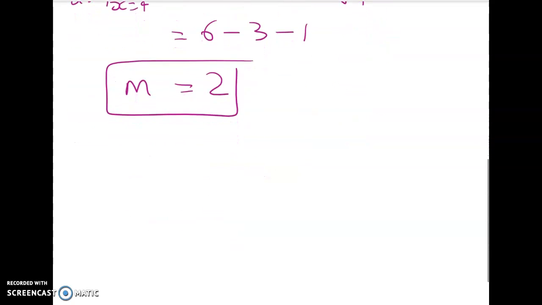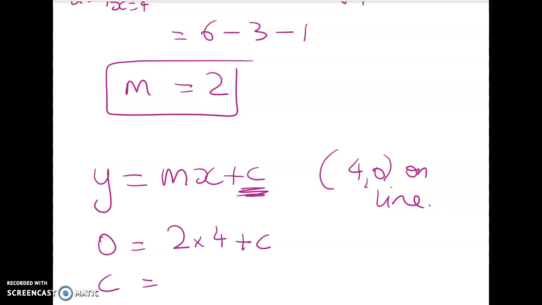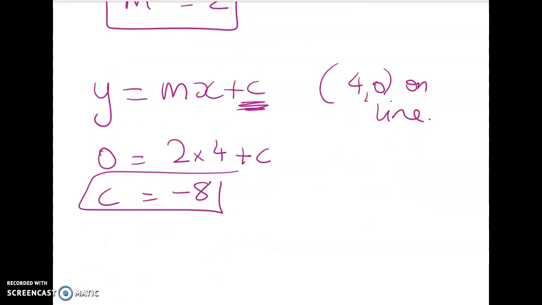The equation of the tangent will be y equals mx plus c, and we know that 4, 0 is on the line. That means that I can find c as follows. So 0 is equal to 2 times 4 plus c. So c is equal to negative 8. So the equation of the tangent is y equals 2x minus 8.